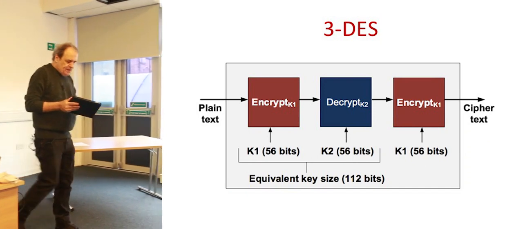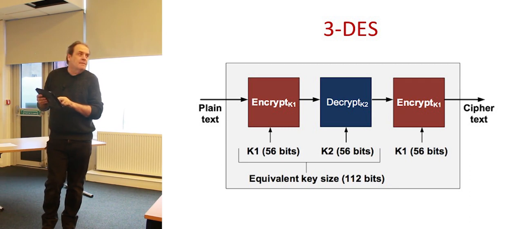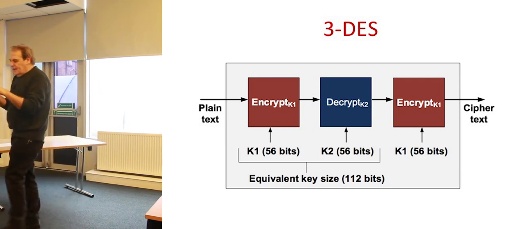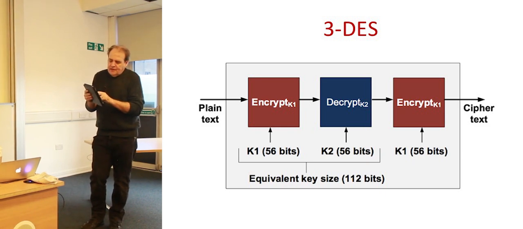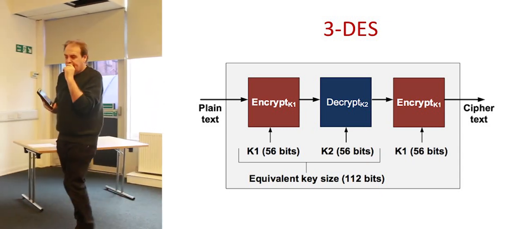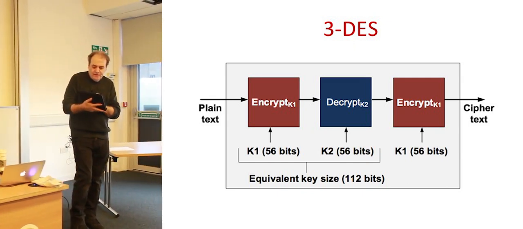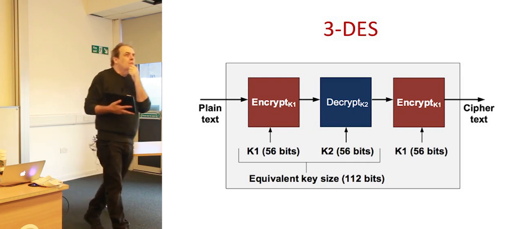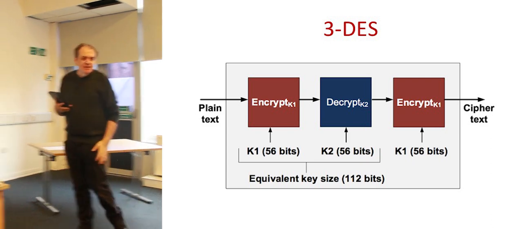So the way that DES works is that we have a key of 56 bits. And what we do is that we encrypt with a first key, we then decrypt with the second key, and then we re-encrypt with the first key again. Why do you think we did it this way? Because it looks inefficient. So this gives us an equivalent of 112 bits. So why do you think we created such a complex system as this?